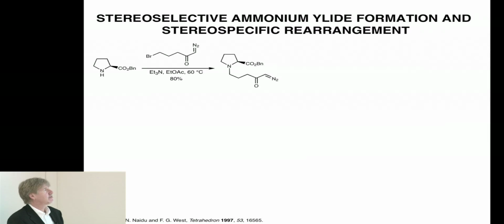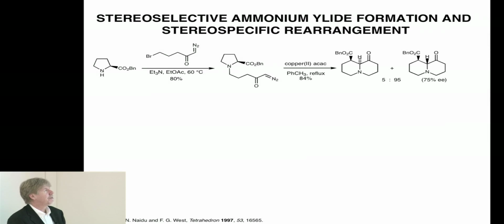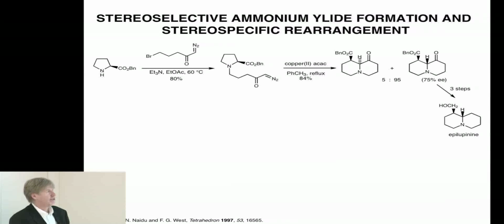And when we treat this with copper acac in good yield, we get these two quinolizidine products, with this one predominating 19-to-1. And the major product can, in 3 additional steps, be converted to the alkaloid epileupanine. So overall, 5 steps from proline ester to epileupanine with good diastereo control.